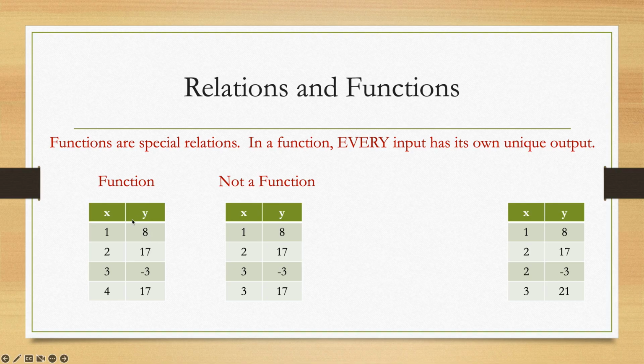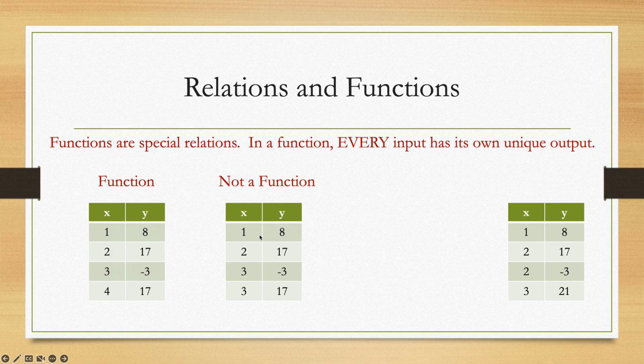So the first one is a function. Notice for the input values for the domain, I have 1, 2, 3, and 4. Not a problem. They each have their own output. 1 goes to 8, 2 goes to 17, 3 goes to -3, and 4 goes to 17. Now, I could have had 1 going to 8, 2 going to 8, 3 going to 8, 4 going to 8. That's all fine. I just can't have any domain element repeating.